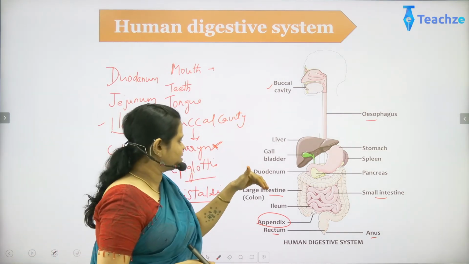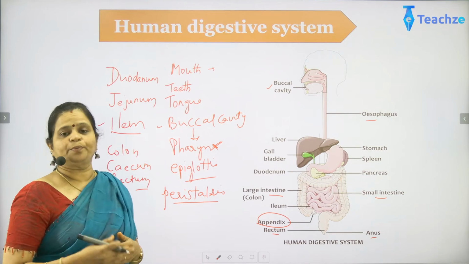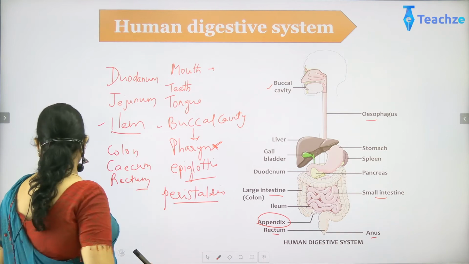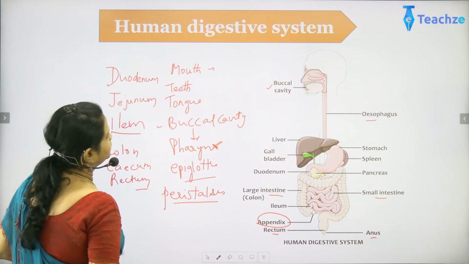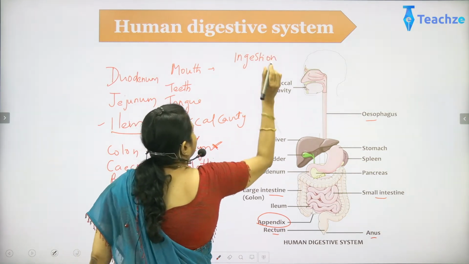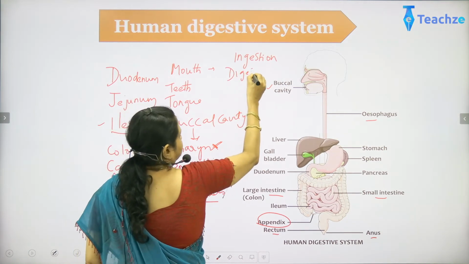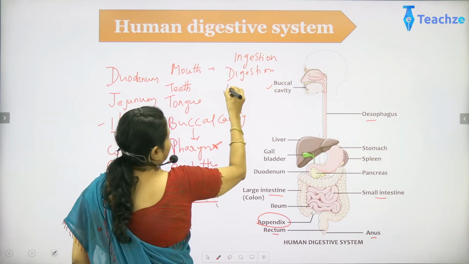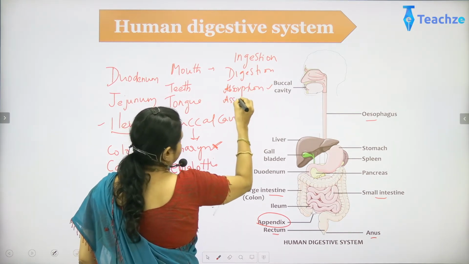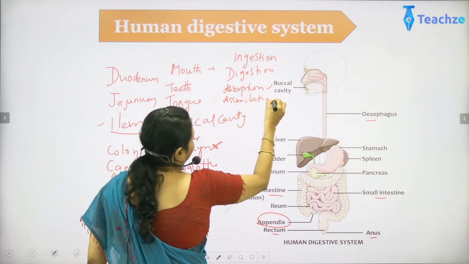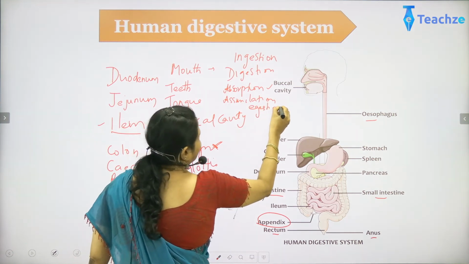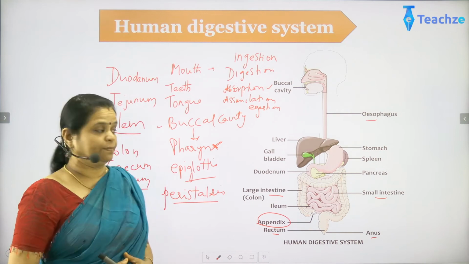So we have learned the parts here, and we will try to give the process in 5 different steps, which we'll be studying in the coming session. The 5 steps of digestion are: the first one is ingestion, second is digestion, third is absorption, fourth is assimilation, and finally you need to give out the unwanted excreta. The final one is egestion. These 5 steps in detail we will take up in the coming session.